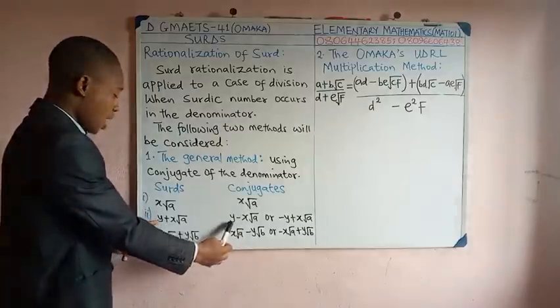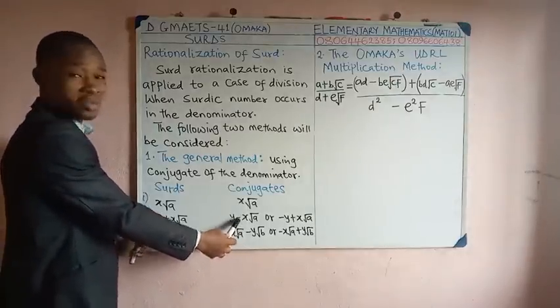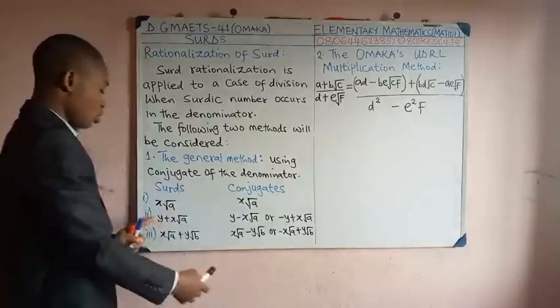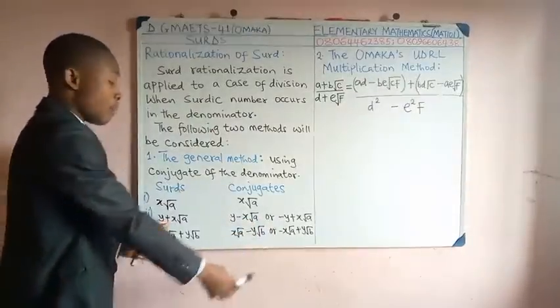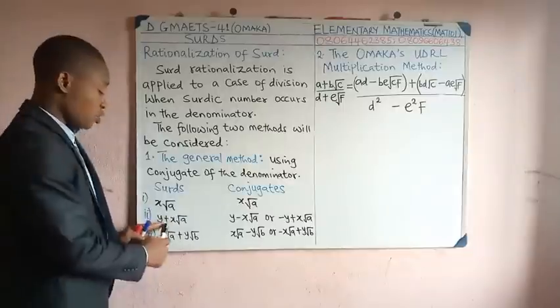That's why, look at this, we have y. I maintain the sign, and then come to this plus and change it to minus. So x root a. Or you can change the sign of y, then maintain plus x root a. Take note that this plus could also be minus.